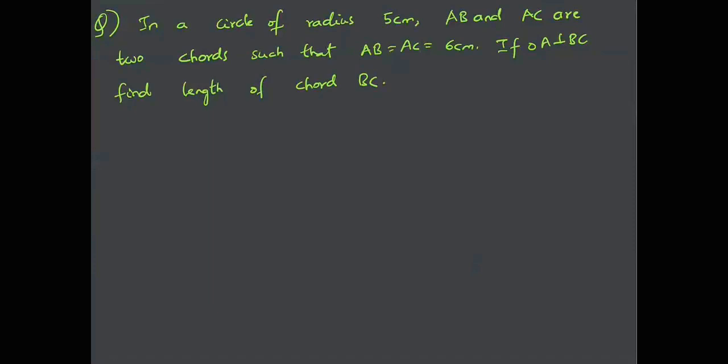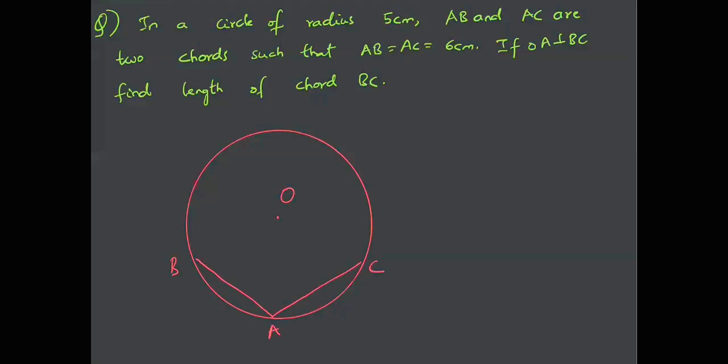Okay, some of you have already done it, and one of you has got the correct answer also. So let us discuss this one. There is a circle of radius 5, and AB and AC are two chords such that their length is 6. So this is the center. This is AB and this is AC, and OA is perpendicular to BC. So this is BC. OA is perpendicular to BC. Fine. So let us say this point is M.